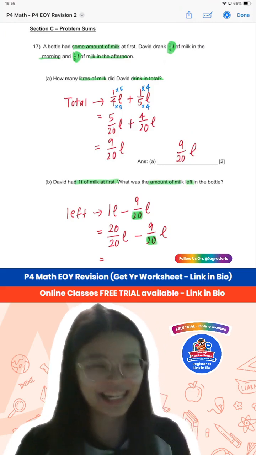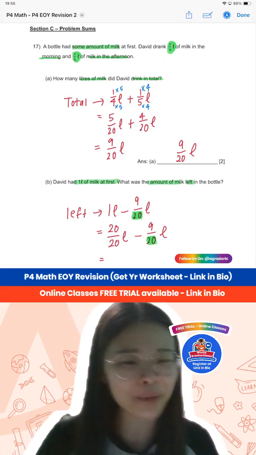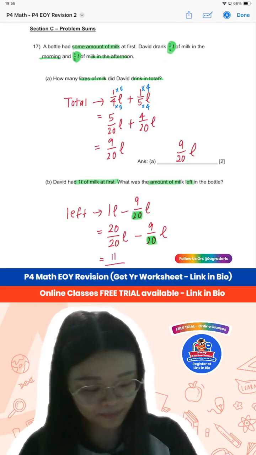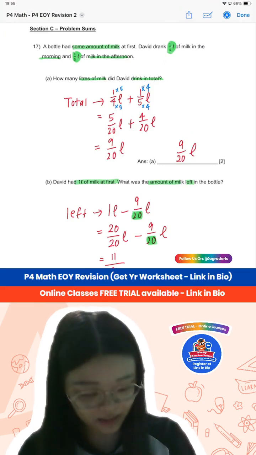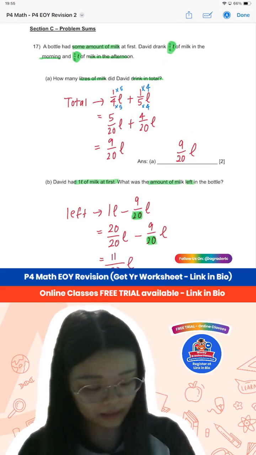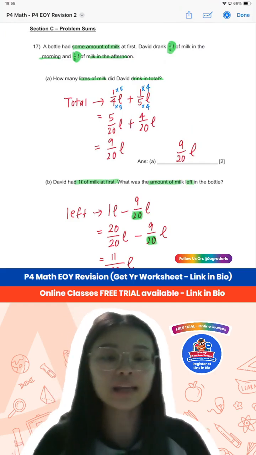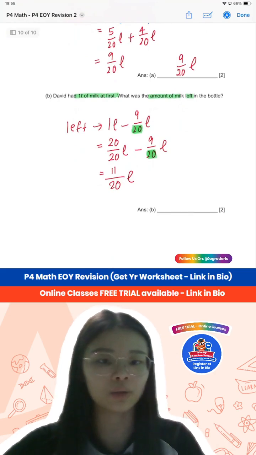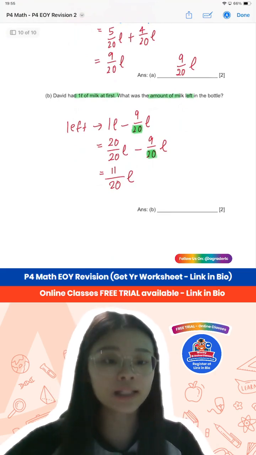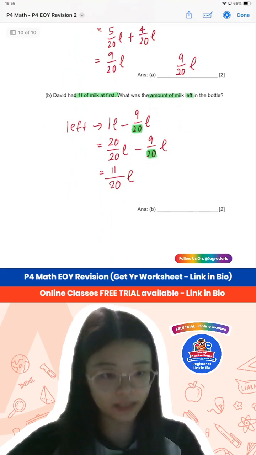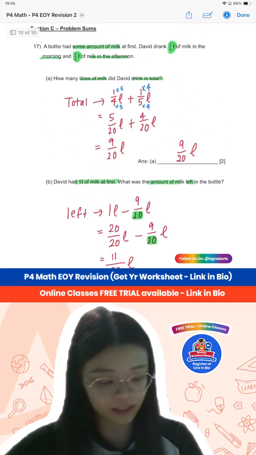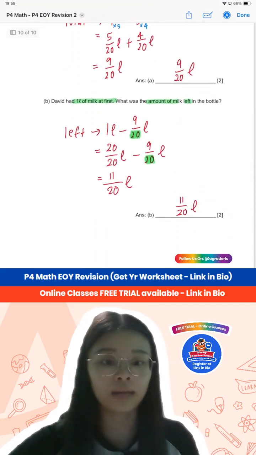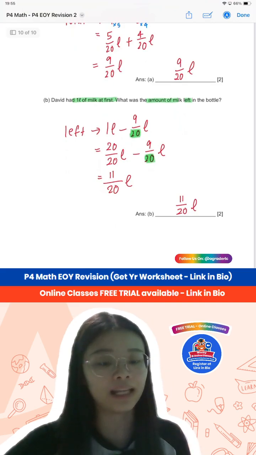Yes, JSSYY, then it will be easier. So now we can subtract. 20 minus 9 is 11. Then our denominator just stays as 20. And then we add our liter. I can't scroll down anymore because this is the last page, so I'll just hold it like that. So that's our final answer, 11 out of 20. 11 out of 20 is already the simplest form. So let me write 11 out of 20 and add my liters to it, just like part A.